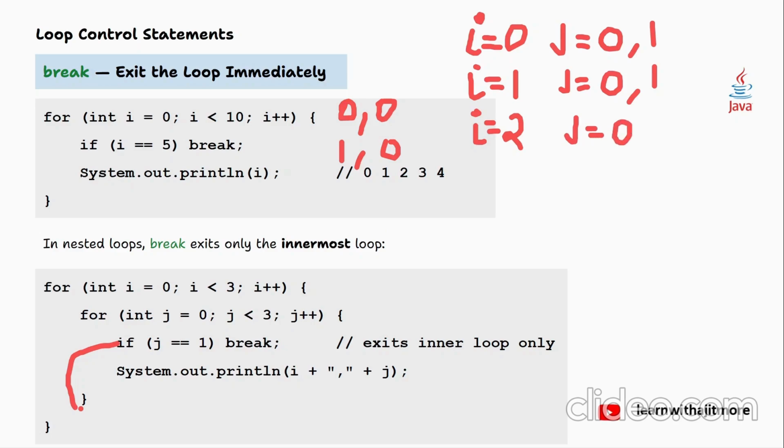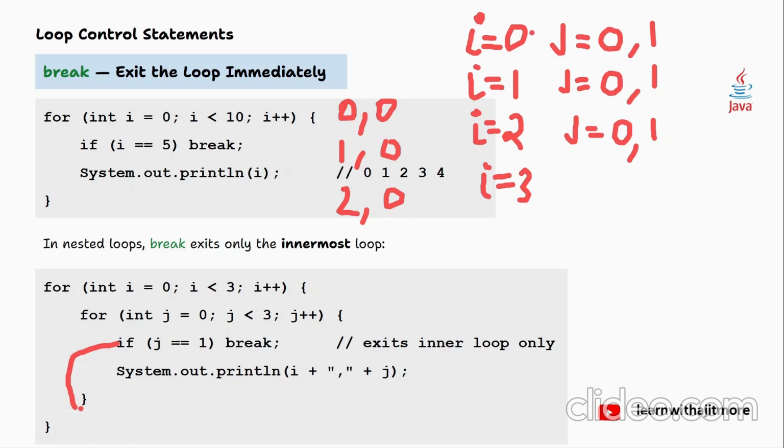Is j less than 3? j is 0, 0 less than 3, yes, come inside. Is it 1? No. Print the i and j combination. So i is 2, j is 0. Then j plus plus, j becomes 1. When it becomes 1, 1 less than 3, come inside. Is 1 equal to 1? Yes, break. Again, the inner loop breaks and comes to i plus plus. But now i becomes 3 and the outer loop also stops. Why? Because this outer loop condition has also failed.